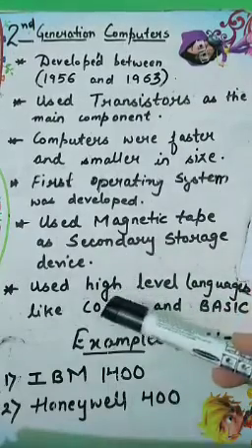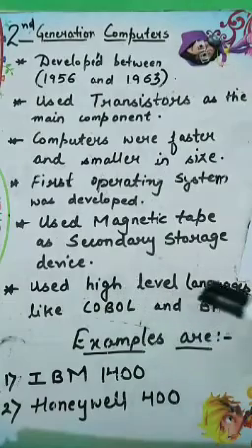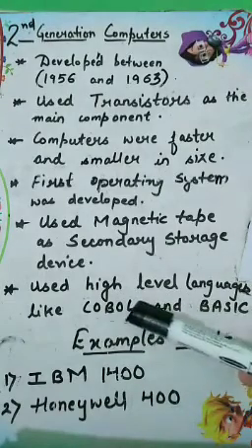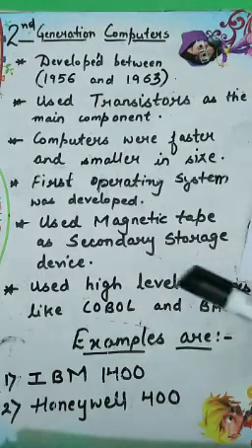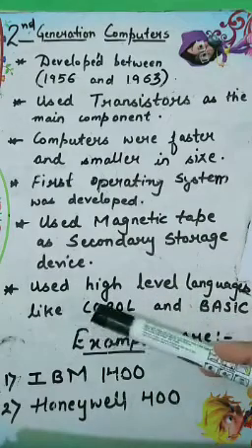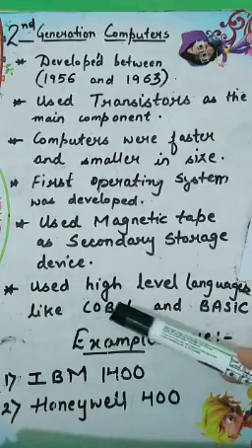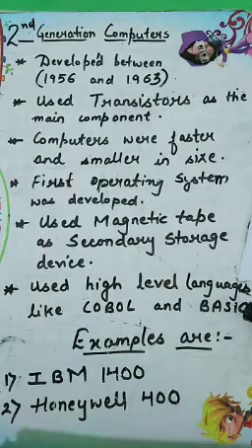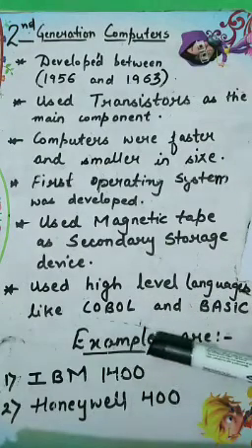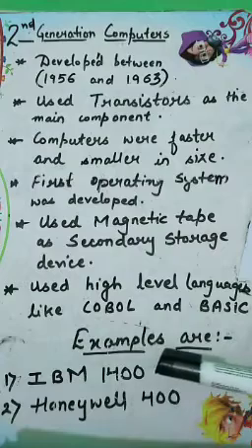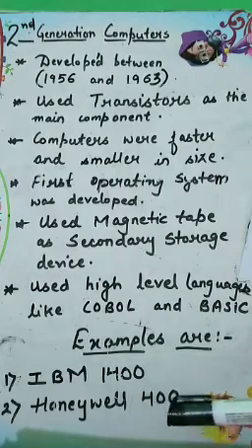Now, the second generation computers used high-level languages like COBOL and BASIC. The full form of COBOL is Common Business-Oriented Language, and the full form of BASIC is Beginner's All-Purpose Symbolic Instruction Code. A few examples of these generation of computers are IBM 1400 and Honeywell 400.